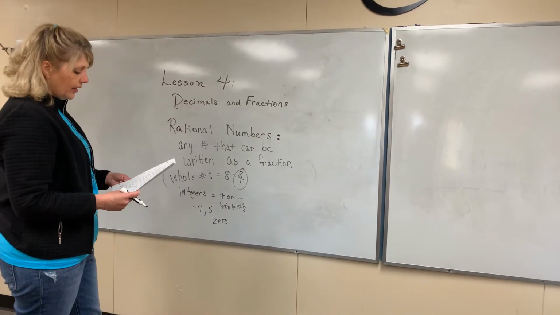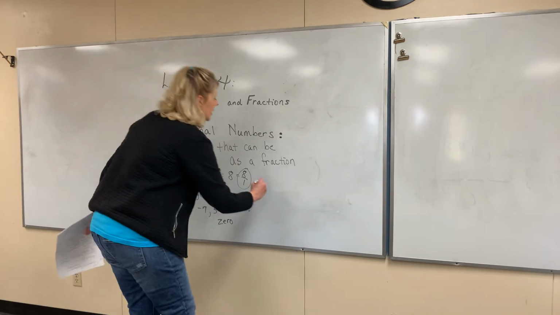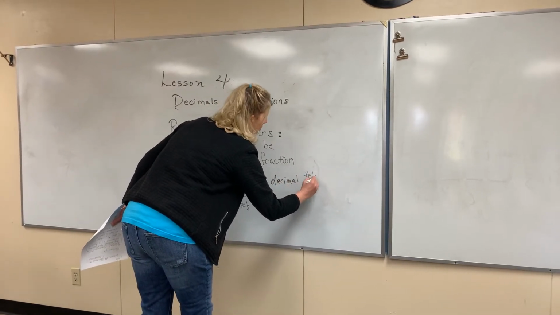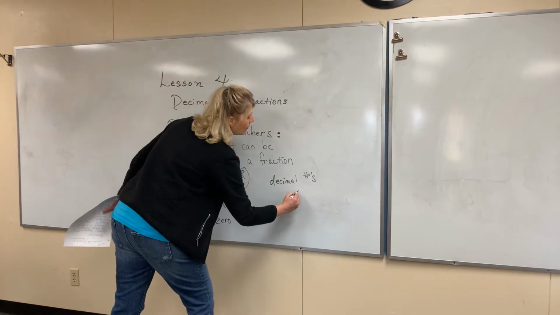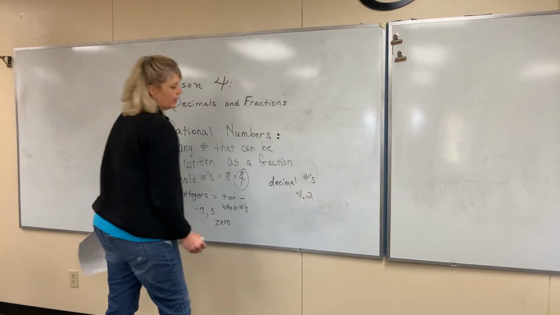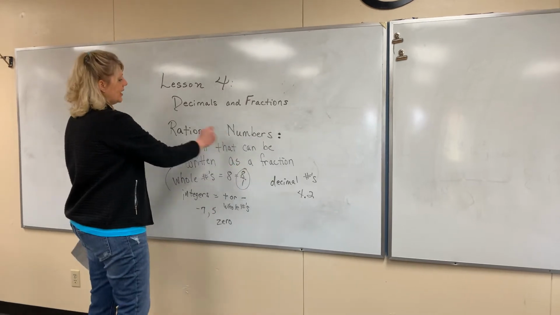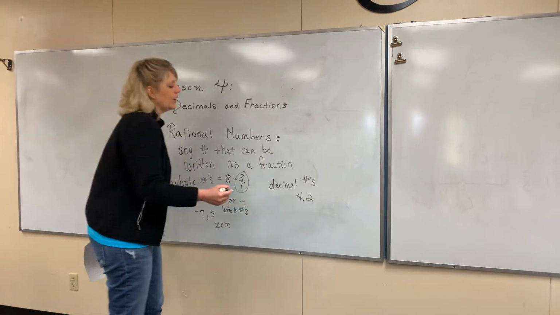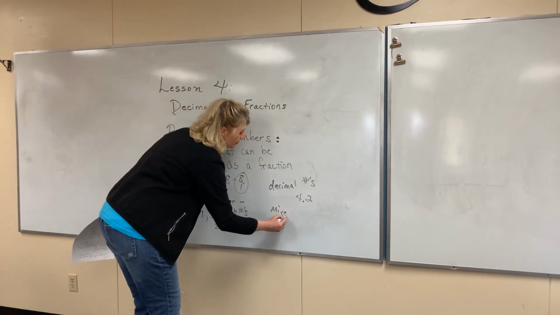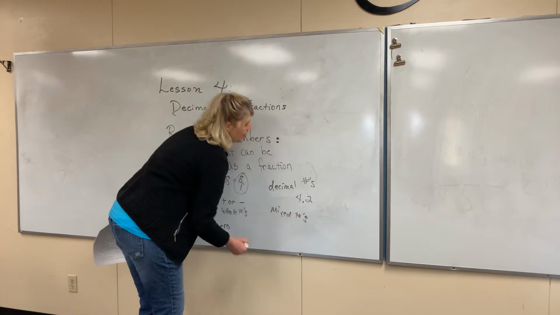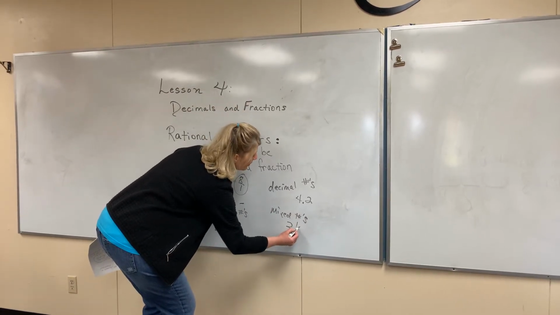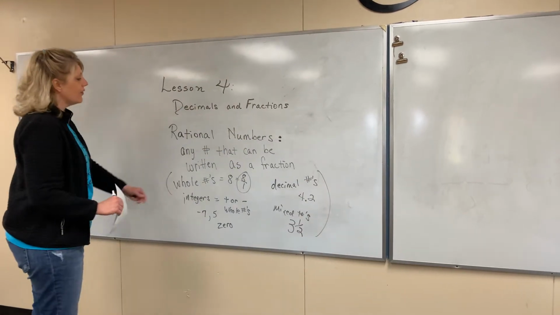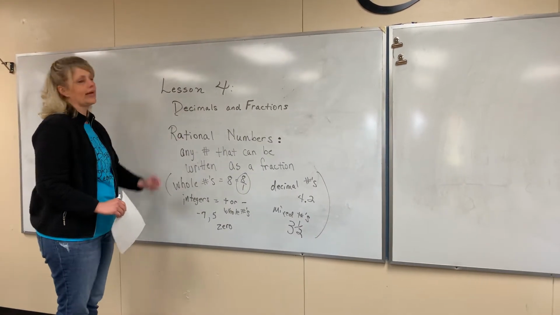Then you've got decimal numbers. Decimal numbers, like 4.2. Okay? That's a decimal number. That is called a rational number. And then you also have mixed numbers. Mixed numbers can be called rational numbers. Y'all remember these? That's a mixed number if you have forgotten. So all of these are called rational numbers.